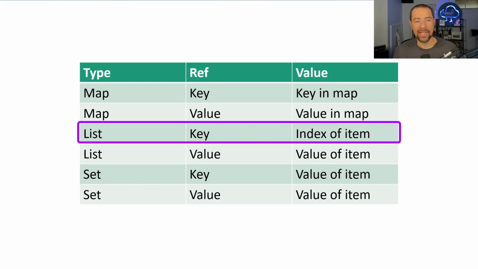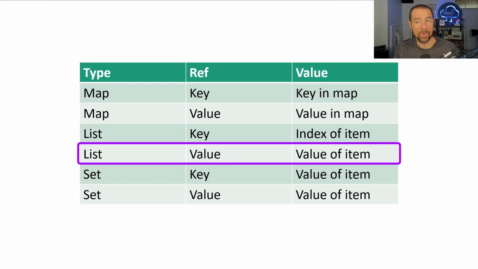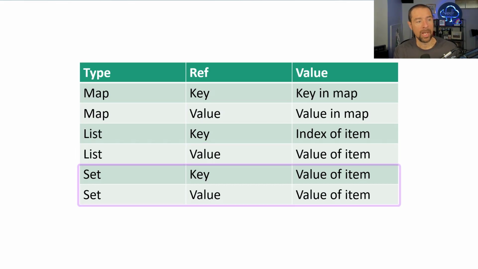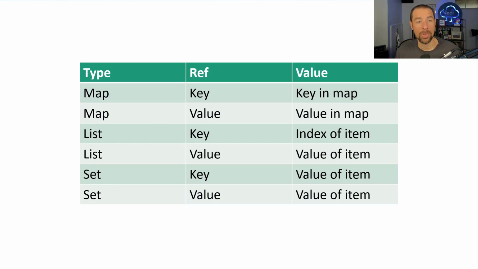If you're using a list type, the .key refers to the index of the item. So if you have 10 items, it's going to go 0 through 9 as it loops through. The value will be the value of the item that it's currently on. We just saw that when we were going through the process of iterating across my network rules. Finally, if you pass it a set, because sets are unordered, the key and the value will actually both be the same thing. They'll both be the value of an item.